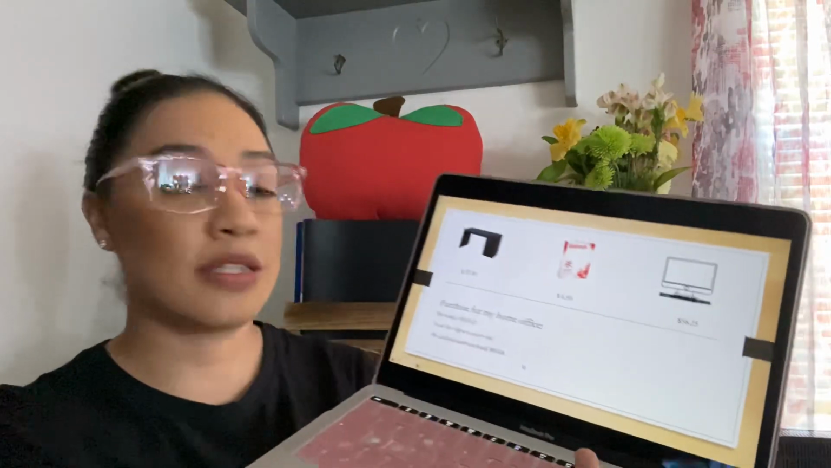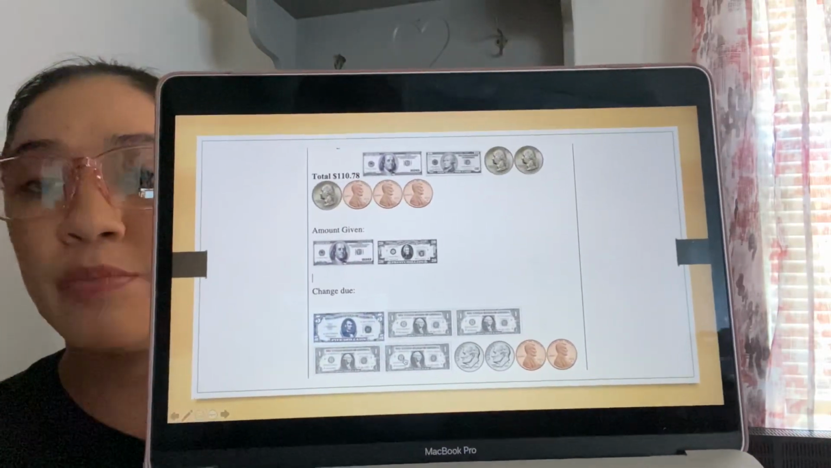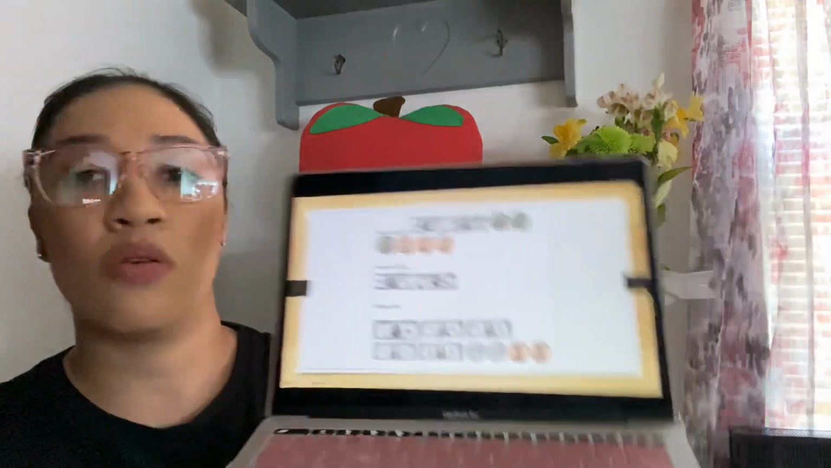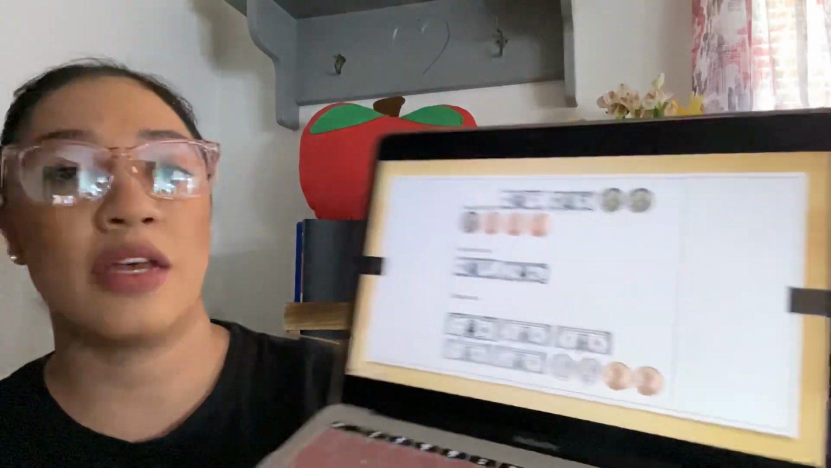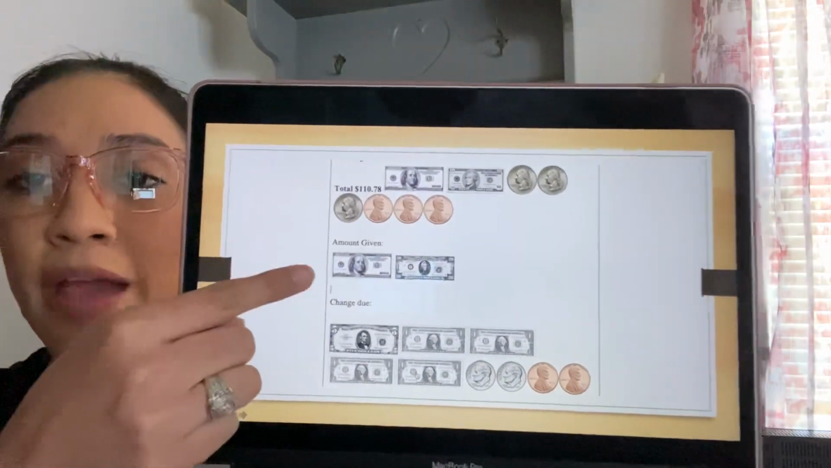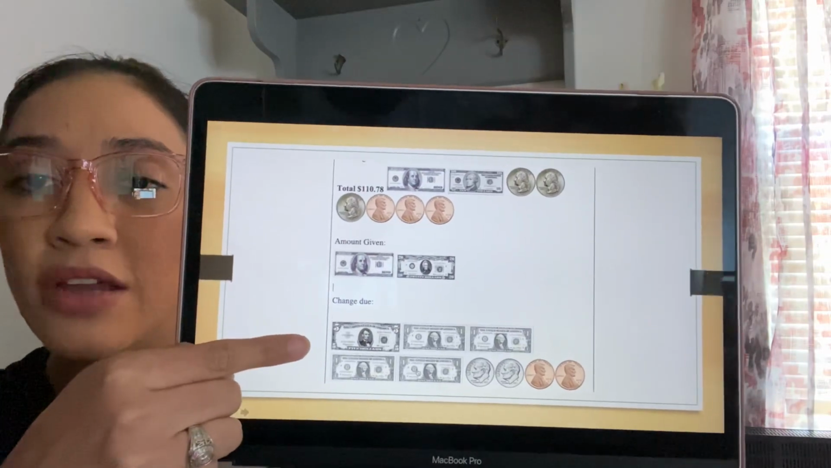And so on the next slide, I would actually have the manipulatives that they already have in their bag that they are able to work with. So it's starting with a total amount that I owed of $110.78, and that is shown here. I pay with a $100 bill and a $20 bill, and then here shows the change.